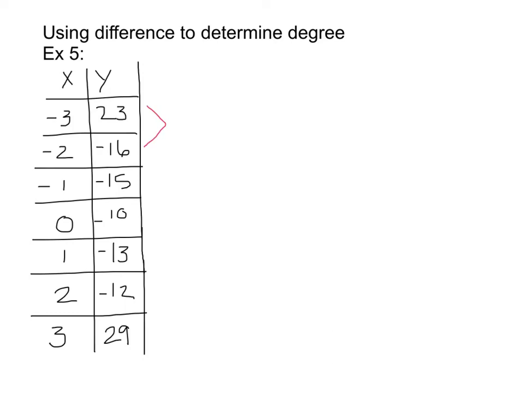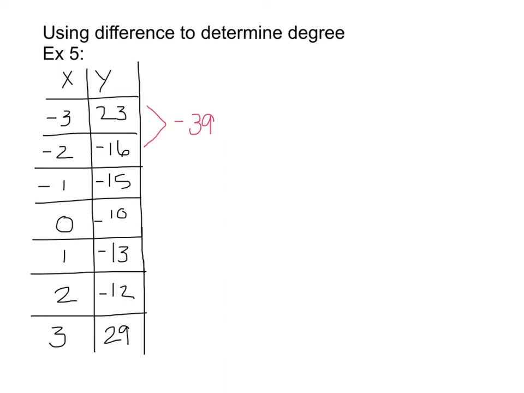So I'm going to start with the bottom y term, so negative 16 minus 23 gives me negative 39. If you were to do 23 minus negative 16, you would get a similar outcome. Your signs are just going to be different for a while, but again, your end answer is going to be the same in case you forget.